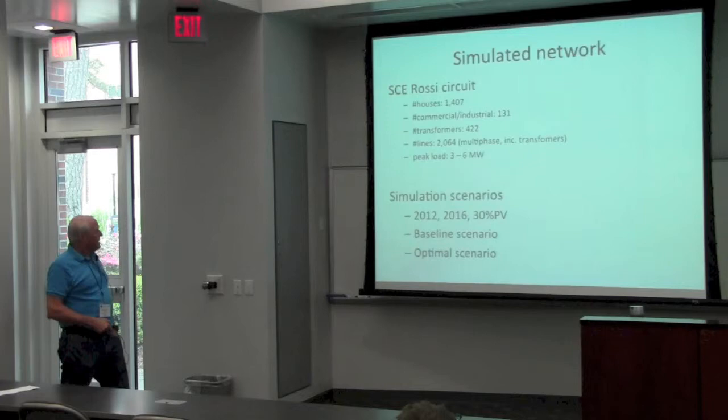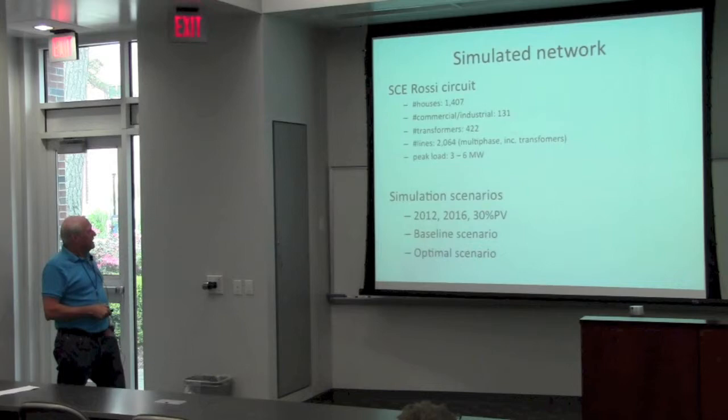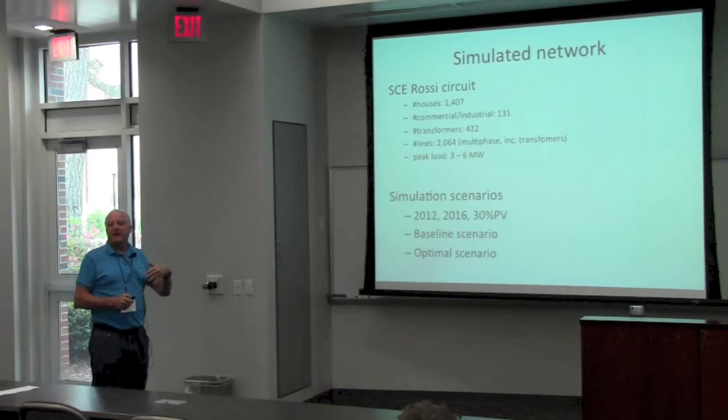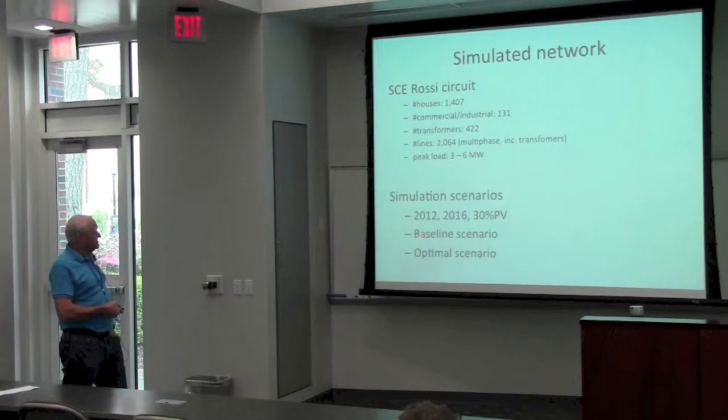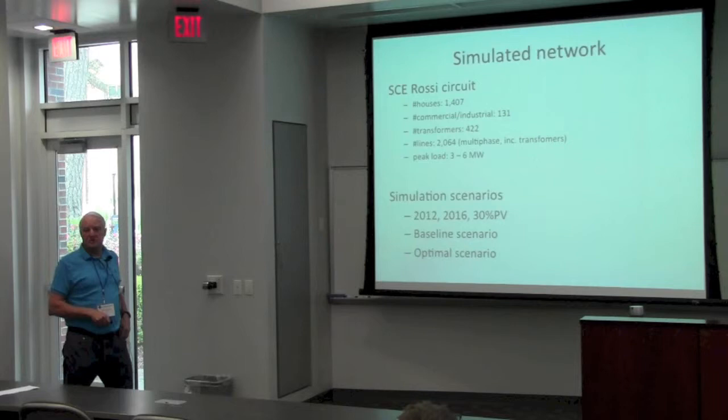What we wanted to do was run simulations. We have data for 2012, and we don't have data on everything. For example, we don't have internal house temperatures. There's a lot of stuff we don't have that we have to guess at. We run some simulations to see whether we're close to 2012, and we are pretty much. And then we talk about 2016, and we ask, what if we had 30% PV penetration and some EV penetration?